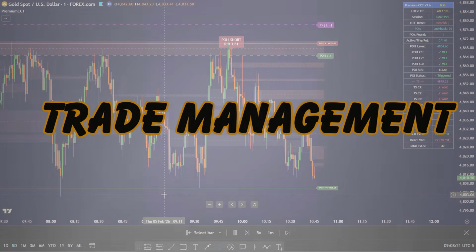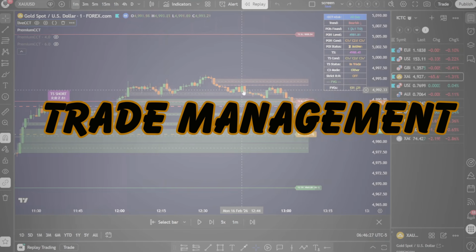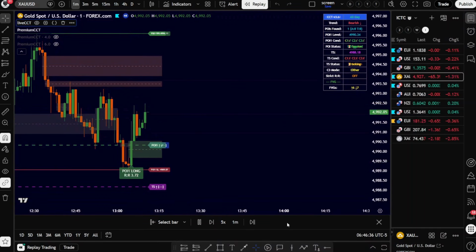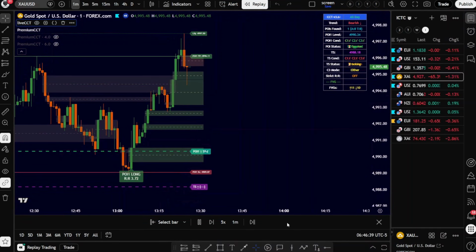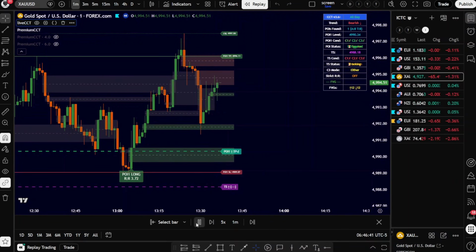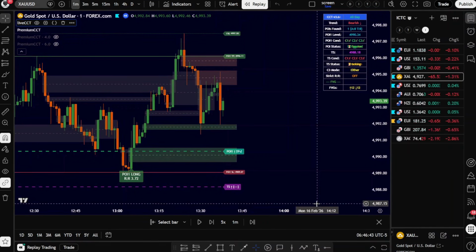Step 5 is trade management, which the indicator handles for you visually. As price moves toward your targets, the indicator tracks the outcome. If price hits take profit, the line turns bright lime green. The label updates to show POI 1 up arrow TP checkmark or TS down arrow TP checkmark. The trade is successfully closed.